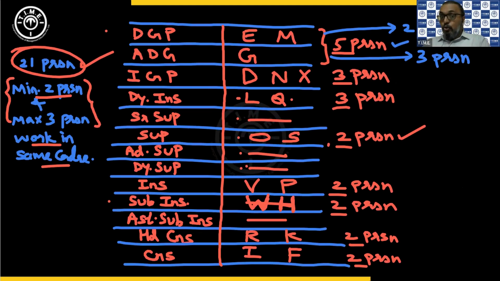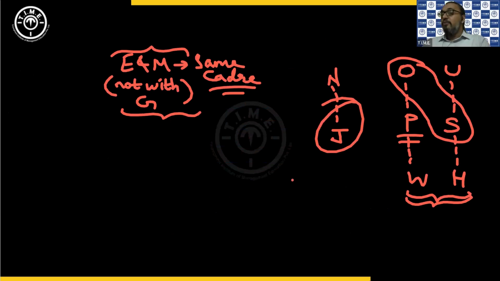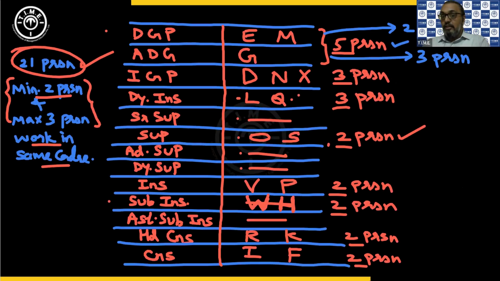Now then, who's the only remaining person? J. So J is junior to N, so J will be fixed as deputy inspector, the 3rd person there. And that way, I get my final arrangement of 21 persons, 13.